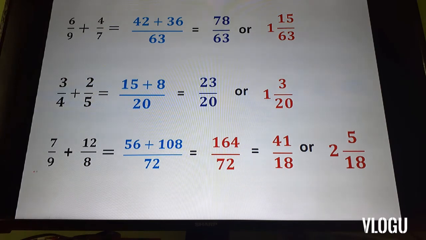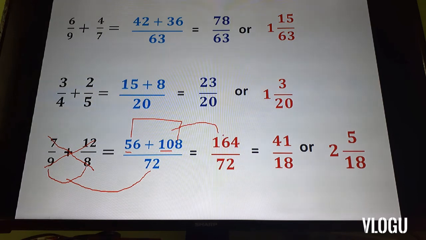Well, it's just as simple as this. Just multiply 9 times 8, 72. Multiply 7 times 8, 56. Multiply 12 times 9, that is equals to 108. Add 56 to 108, that would give us 164. Just copy our denominator. Then divide both by a common divisor. 164 divided by 4, that is equals to 41. I have my divisor here as 4. And if I divide 72 by 4, that is equivalent to 18.